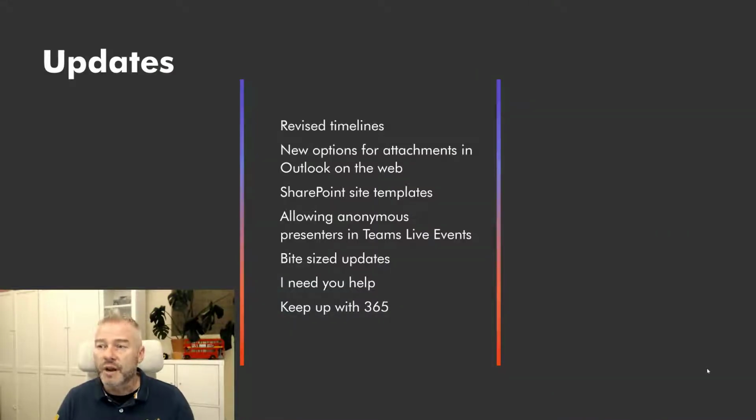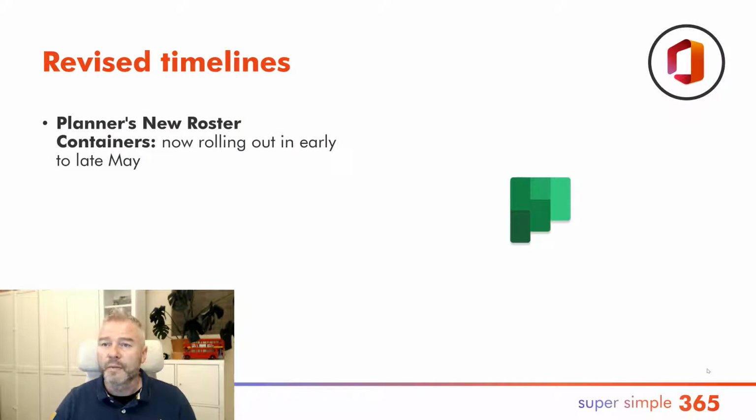April 2021. Fairly quick one this week, so we're going to have our revised timelines. We'll then look at some new options for attachments in Outlook for the web, some SharePoint site templates, allowing anonymous presenters in Teams live events. We'll have some bite-sized updates, a little bit more detailed than we used to have. I still need your help with something, and then I'm going to tell you how to keep up with Microsoft 365. So, starting with our timelines.